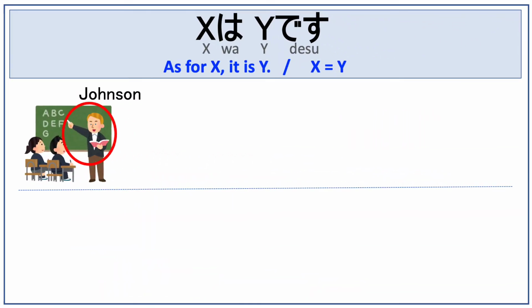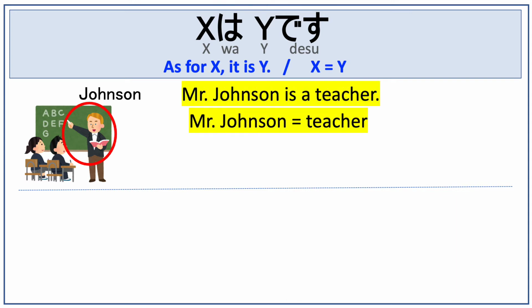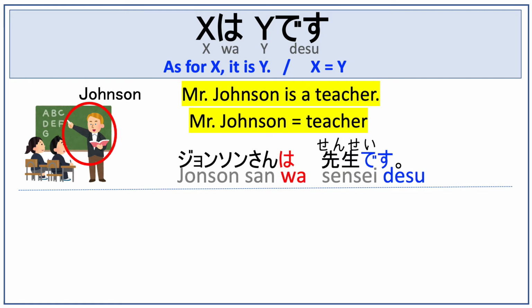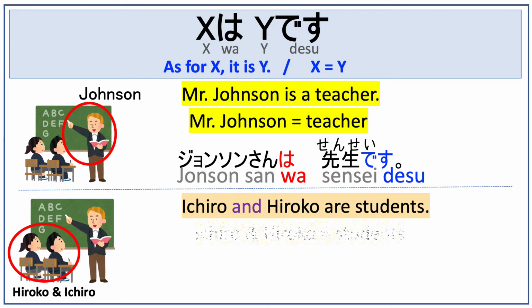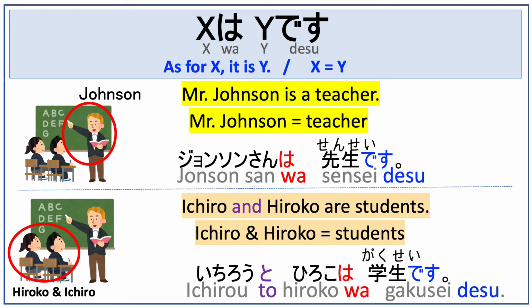You can also use the X wa Y desu sentence pattern to describe one's occupation. For example, Mr. Johnson is a teacher. Johnson-san wa sensei desu. Ichiro and Hiroko are students, so the Japanese sentence goes like this. Ichiro to Hiroko wa gakusei desu. To means and, used to combine two nouns.